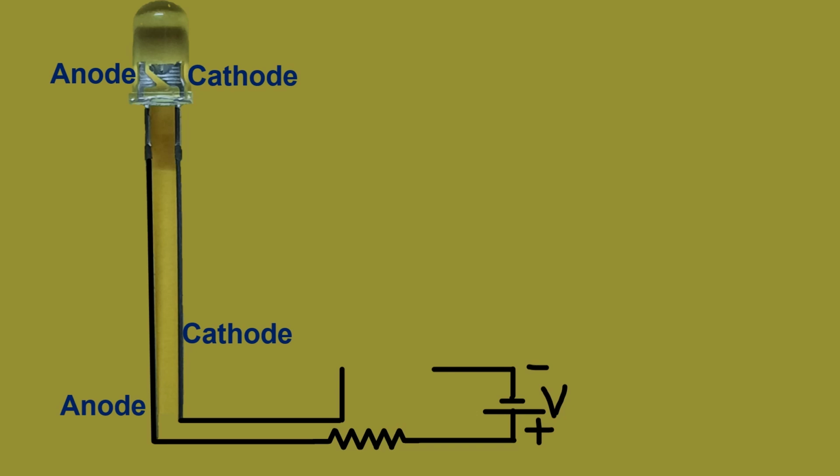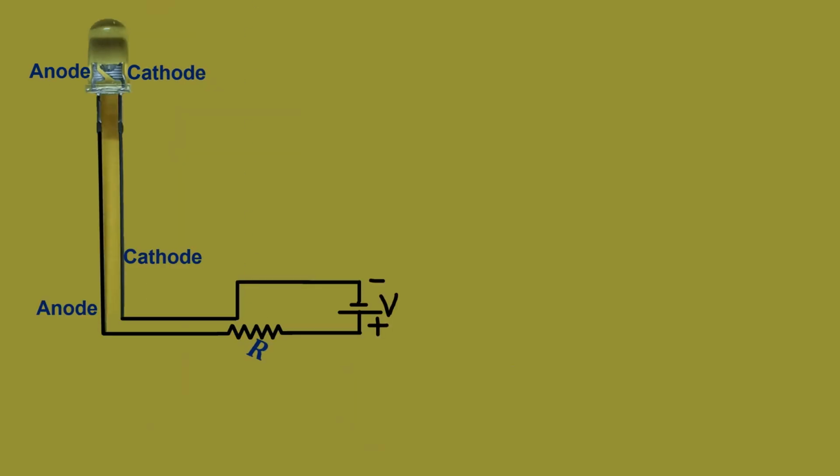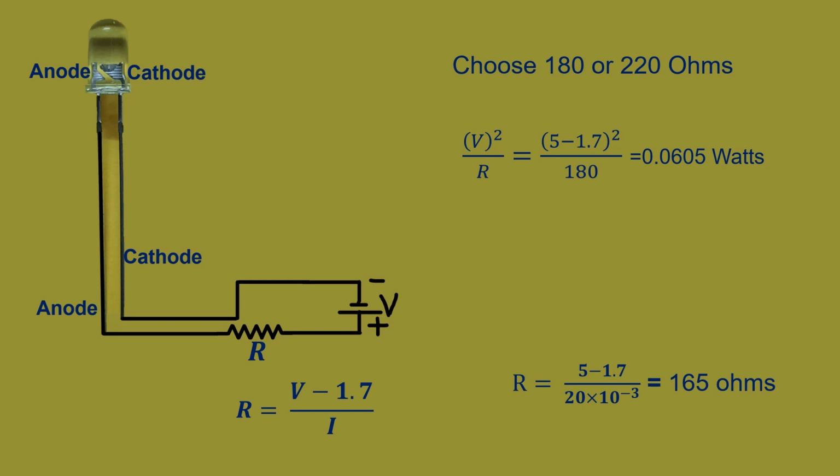See, the maximum current to be passed through the LED is around 20 milliamperes. So, depending on the voltage value, a proper resistor should be used to control the current flowing through the LED. The voltage across the LED will be 1.7 volts.